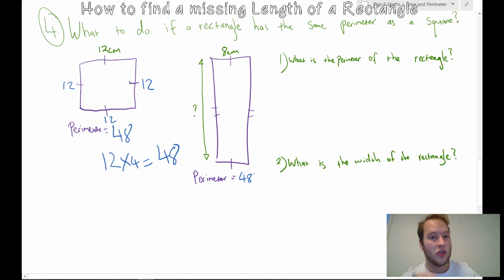So you can only do this, by the way, on questions where it says that they're the same, because they might not be the same, so you can't. It doesn't work in all cases. So first of all, what's the perimeter? Well, it is 48, because I just worked it out on the square.